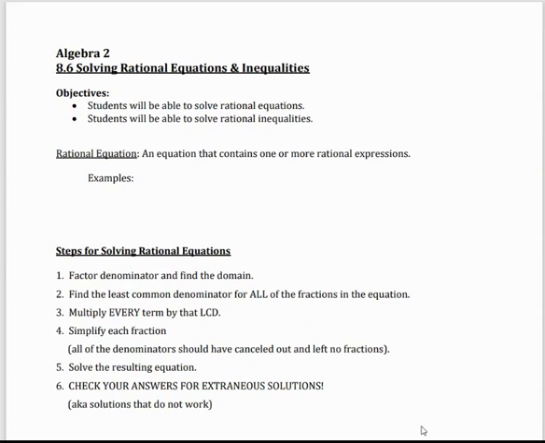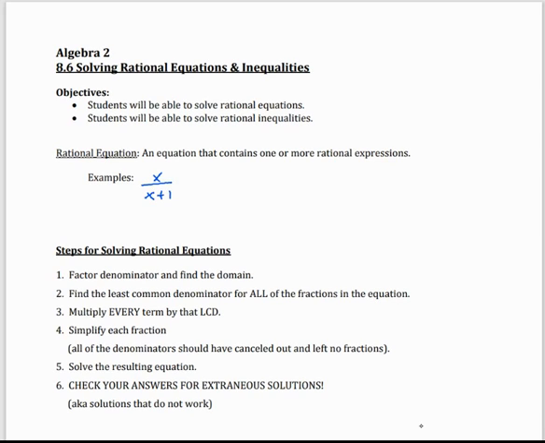Let's look at section 8.6, which is solving rational equations and inequalities. We're going to first focus on equations. A rational equation is simply an equation that contains one or more rational expressions. So we can have something as basic as x over x plus 1, plus 7 equals 9. Here we have one rational expression and a few constants. It's still a rational equation.